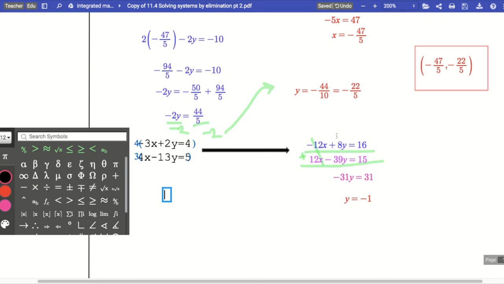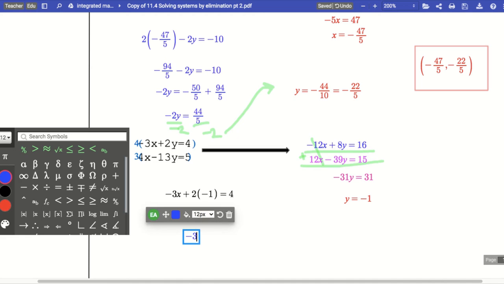So this time I'm going to go back to not the negative 12x plus 8y, but the negative 3x plus 2y. So negative 3x, we said y was negative 1, so plus 2 times negative 1 equals 4. I do that math, I get negative 3x minus 2 equals 4. I'm going to add 2 to both sides. I get negative 3x equals 6. Divide by negative 3, and we're going to get x is equal to negative 2. And then my solution for this one is the nice, lovely little point, negative 2, negative 1.